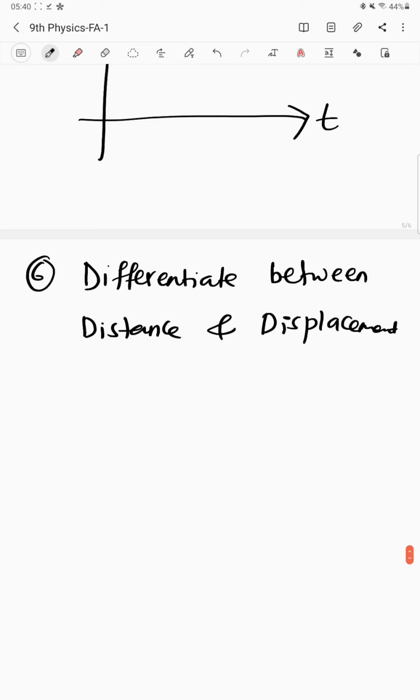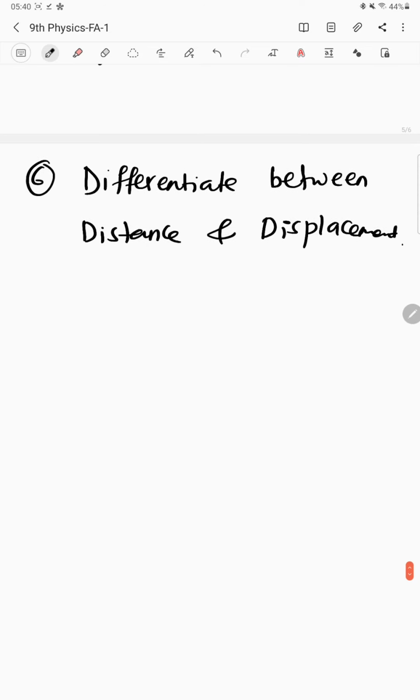Now in the examination, no need to write the question at all. Okay, so you can directly answer. So first one is distance, next is displacement. All right, I have to differentiate between them.